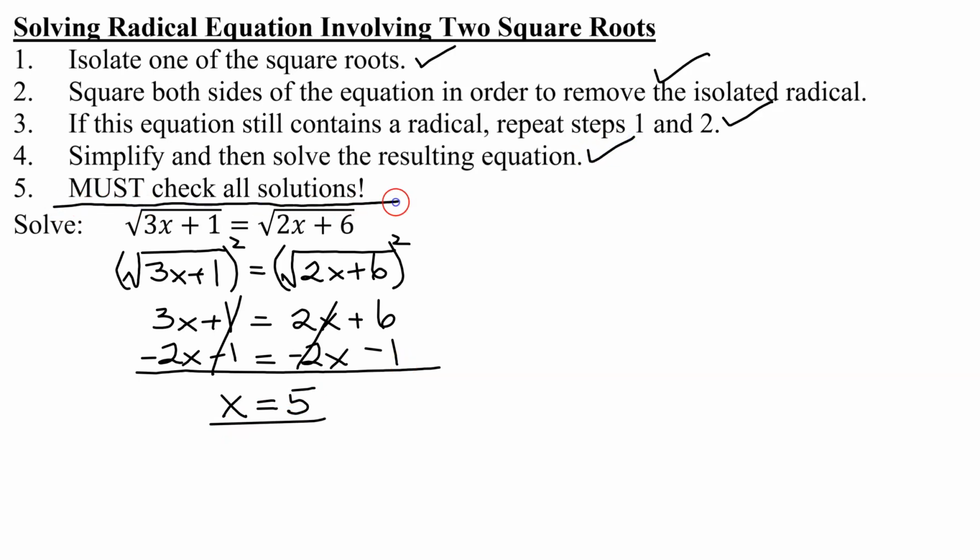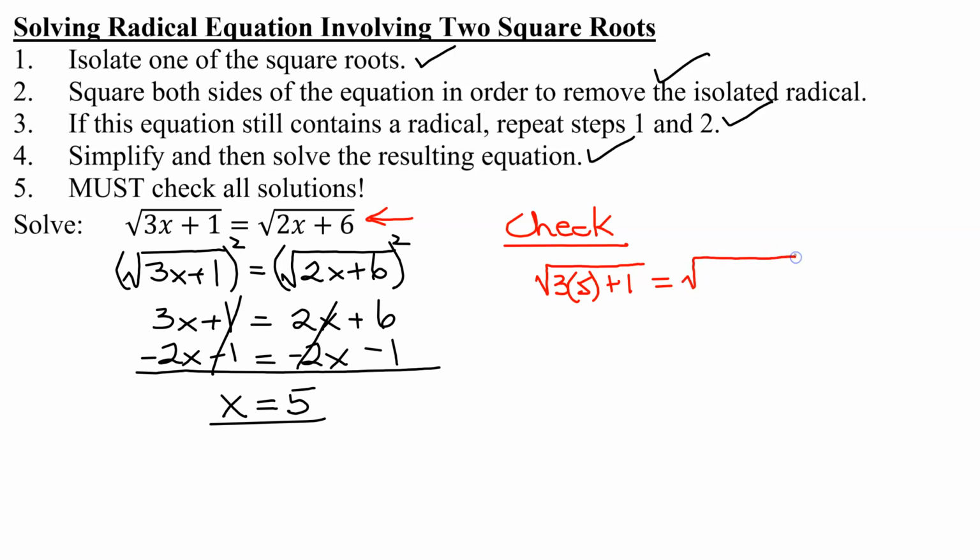But don't forget, you must check for extraneous solutions. What this means is that you have to put your solution of x equals 5 in the original equation and see if you land up with a true statement. So I'm going to put 5 both here and here. So I'm going to get the square root of 3 times x, which is 5, plus 1 should equal the square root of 2 times x, so it's 2 times 5 plus 6.